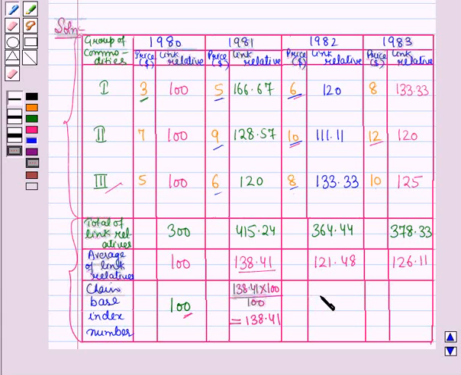Then for the year 1982, the chain base index is equal to the link relative of the current year, that is 121.48, into the chain index of the previous year, that is 138.41, whole upon 100, which is equal to 168.14. Now for the year 1983, the chain base index is equal to 126.11 into 168.14 upon 100, which is equal to 212.04.